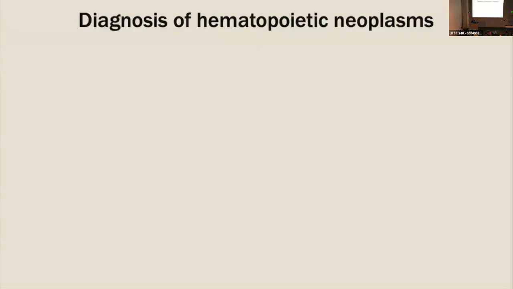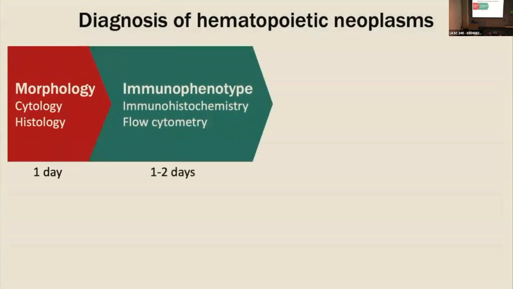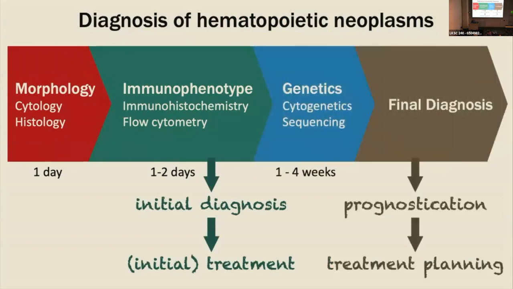So when we get a case, we start with morphology. That gives us a range of possible diagnoses. And then we work those up with antibodies, either by IHC or flow or both. And out of thousands of possible diagnoses, now we've gotten down to one diagnosis or a few related diagnoses. And aside from some specific situations, we tend to get the genetics weeks later.